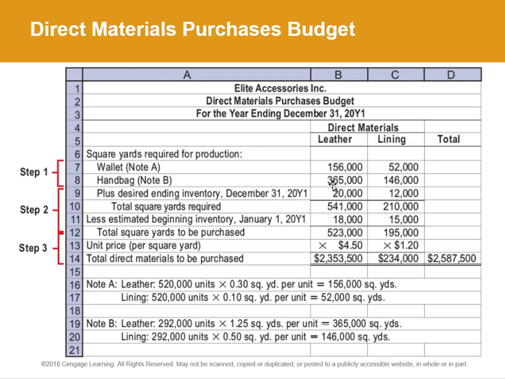And here's the same process for handbags, and there's our desired ending inventory. Okay, so these are the square yards required, less beginning inventory, the result would be the yards to be purchased, times the price per square yard. There's the direct materials to be purchased. There's the cost. Okay, I actually don't care for the way they did this. I'd rather have it up here. So we start out with so many units, then 0.3 yards per unit gives you this. Okay, I think it's better to keep it all right in the column.